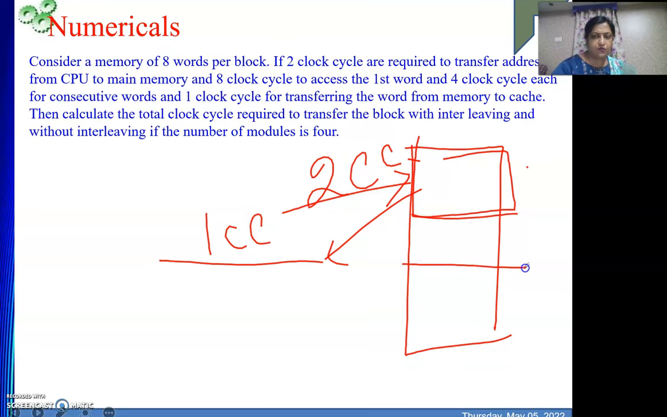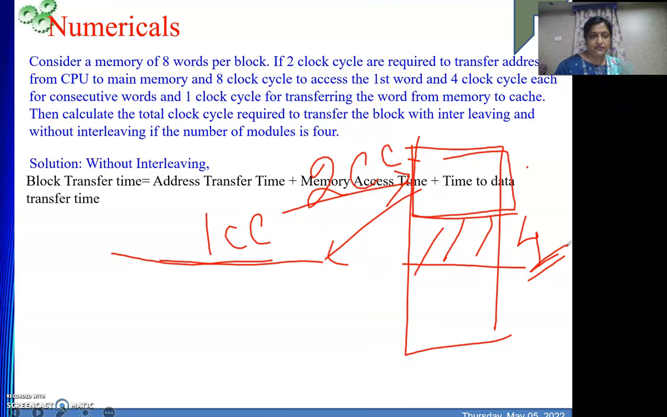During that time, next word accessing starts. It takes how much time? 4 clock cycles. So this sending of the previous data and bringing of the next data will go in parallel. So that 1 cc I will not take separately. And this process will repeat for the next 7 words. Yes or no? This is the first one, another 6 more. Then only total 8 words will be transferred.